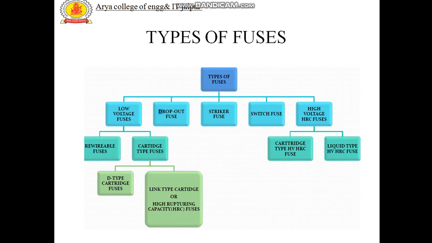There are several types of fuses. Fuses can be divided into low voltage fuses, dropout fuses, striker fuses, switch fuses and high voltage HRC fuses. Low voltage fuses can also be divided into rewirable fuses and cartridge fuses. Rewirable fuses are divided into two parts, open type and semi-enclosed type. Similarly, the cartridge type fuses are D type cartridge fuse and link type cartridge or HRC fuse, high rupturing capacity fuses.